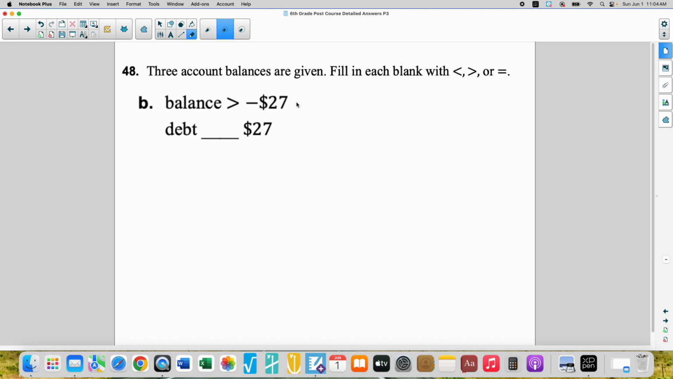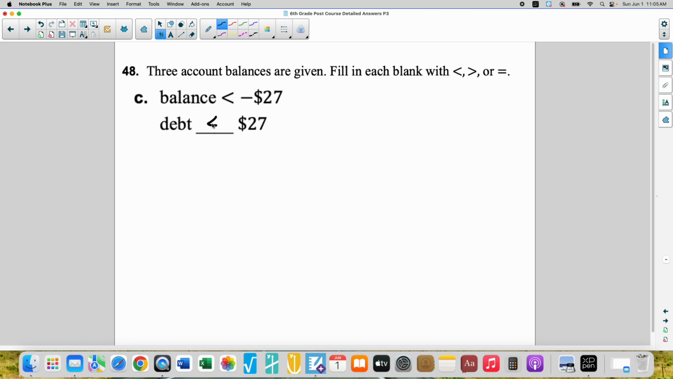So your balance is more than negative $27, okay? So debt, is this the debt? Three account balances are given. Are there three account balances? I don't understand. Your balance is greater than, I don't know what it is. That doesn't mean, I don't know. When your balance is less than 27, then your debt is not going to be greater than $27. That would give you positive. I think you're still less than, I don't know. I'm going to say less than. What is your debt? I don't understand. Is this the debt? This is such a poorly worded example.